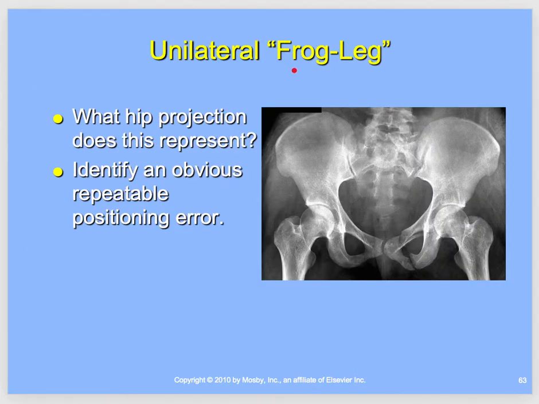All right, so our next one here says unilateral frog leg. So we can already tell by looking at this that it is not a frog leg. So what hip projection does this represent? It represents an AP pelvis, okay? So once again, an AP pelvis, and then our repeatable errors, look at those legs again. Those legs again are not rotated in that 15 to 20 degrees, okay?